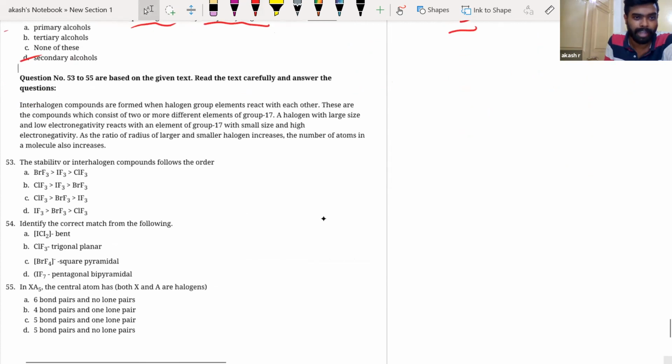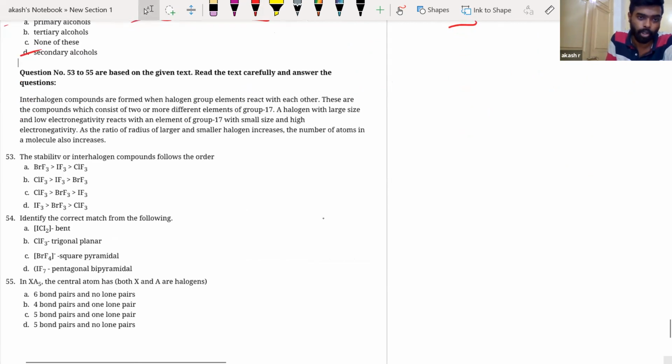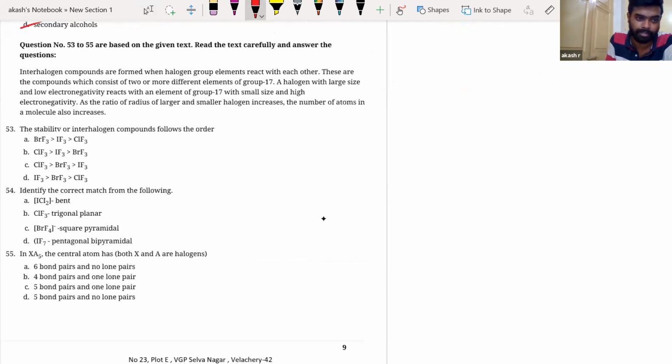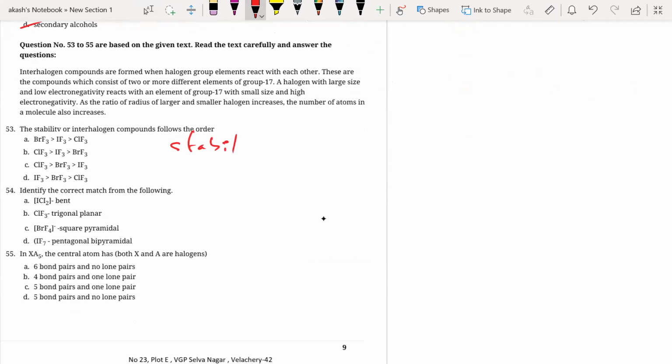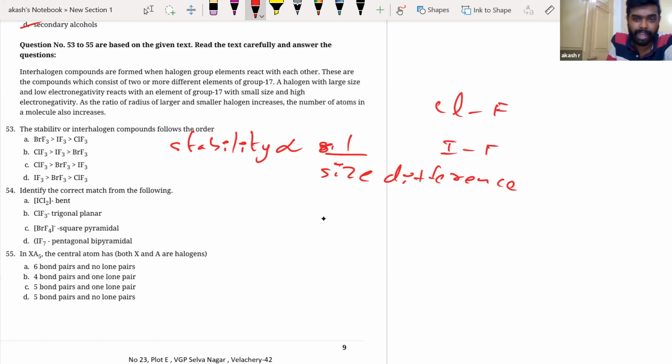Next. The stability of interhalogen compounds follows the order. Now, all you have to understand is stability. Do you have interhalogen compounds in the syllabus? Yes, sir, we have. Okay, great. So stability is inversely proportional to the size difference. That means, say, if I have a ClF bond or an IF bond, we should follow the size difference. Now look at this.